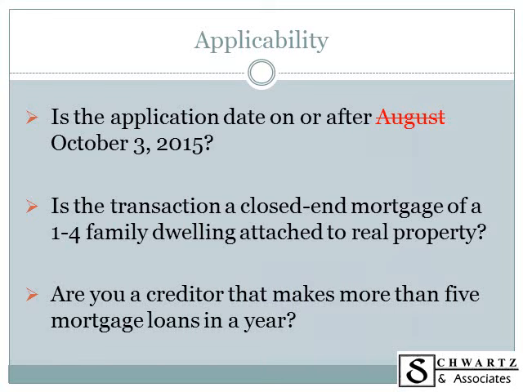Applicability. So when do we use these new forms? Well, is the application date on or after October 3rd, 2015? The previous date of August 1st, 2015 has now been pushed back to October 3rd, 2015, thankfully. Is the transaction a closed-end mortgage of a 1 to 4 family dwelling attached to real property? And finally, are you a creditor that makes more than 5 mortgage loans in a year? If you've answered yes to all 3 of these questions, then you will use the new forms.